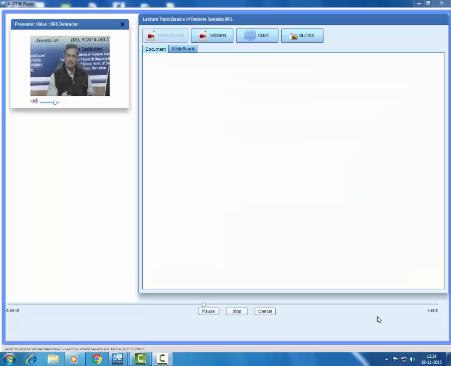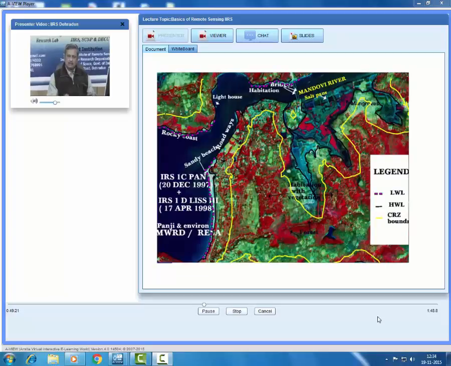This is a map. This is a coastal regulation zone map. You can see the coastal regulation zone boundary, which is basically 500 meters from the high tide level. So you have to map the high tide and the low tide, and from the high tide level you can make a buffer of 500 meters towards the land, and that gives you the coastal zone boundary. But this is the coastal zone boundary, not the CRZ mapping.